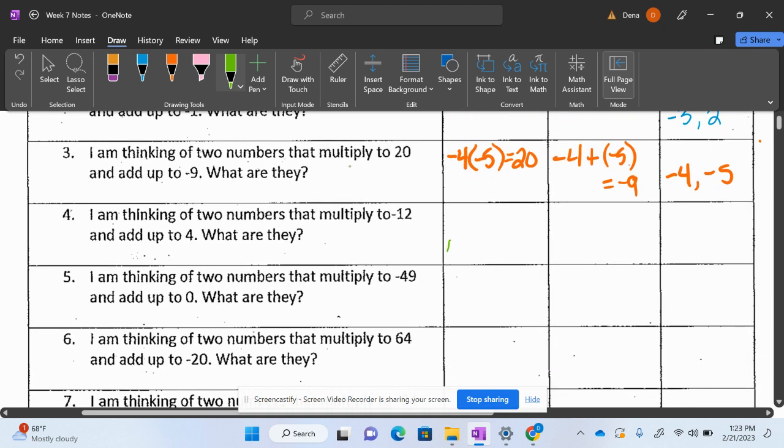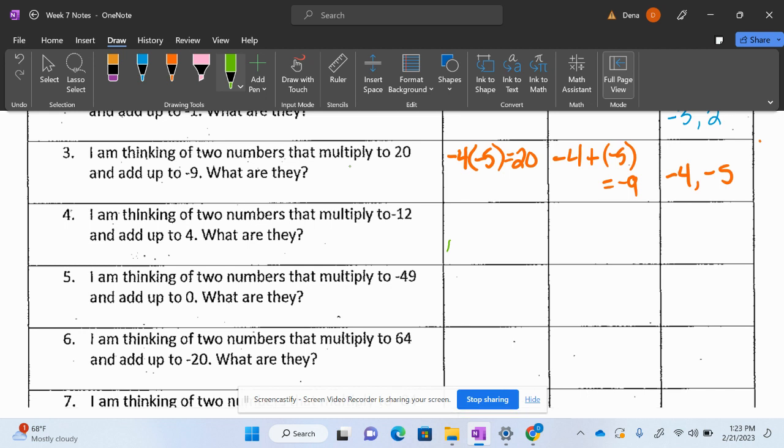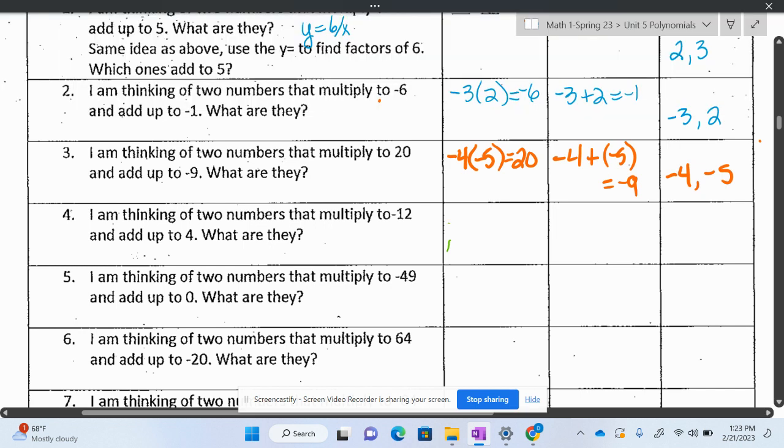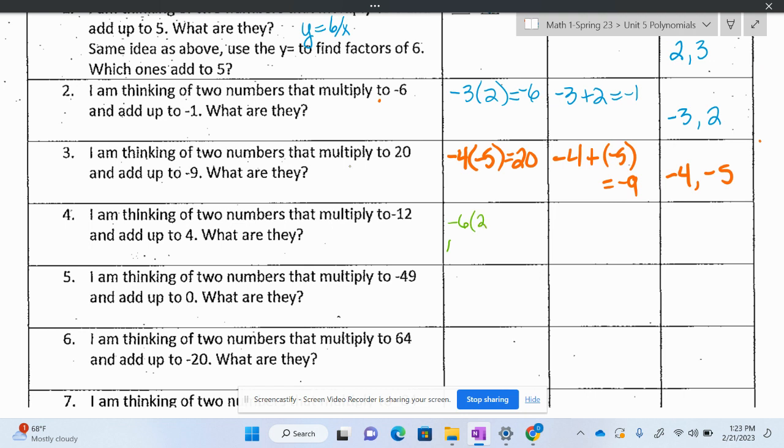So pay attention. Number 4, Trevor, thinking of two numbers that multiply to -12. And when I add them, I get +4. -6 times 2, and then -6 plus 2. So -6 plus 2 gives me -4. So what do I have to do? Change the order of the negative, right? How about if I do +6 and -2?